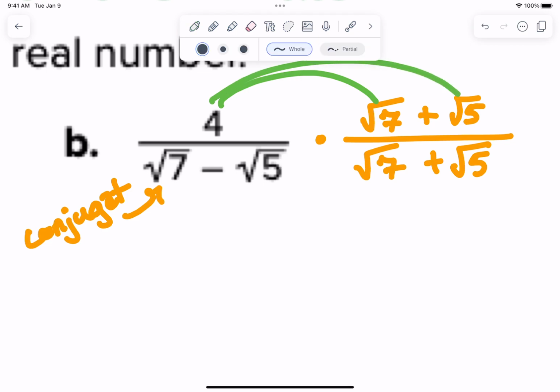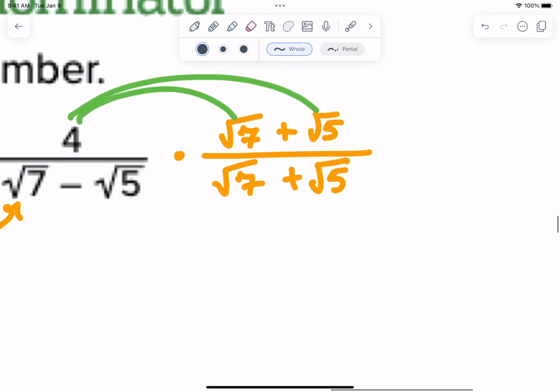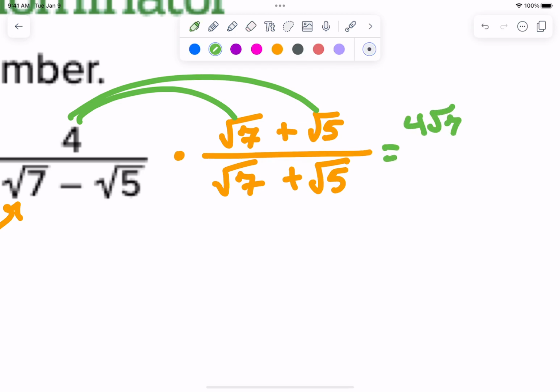All right, so on the top, I have 4 times this and 4 times that. What's 4 times the square root of 7? Just 4 square roots of 7. What about the other one? Plus 4 square roots of 5.